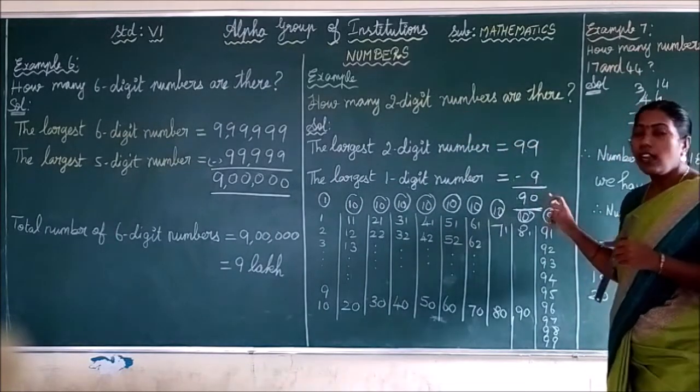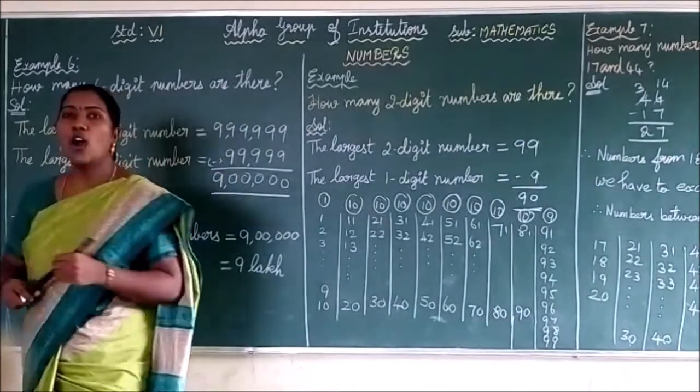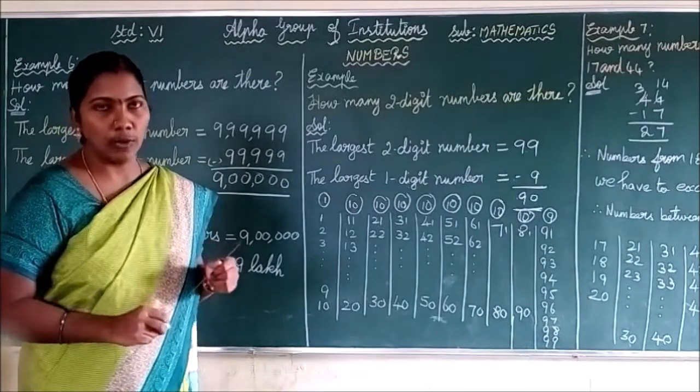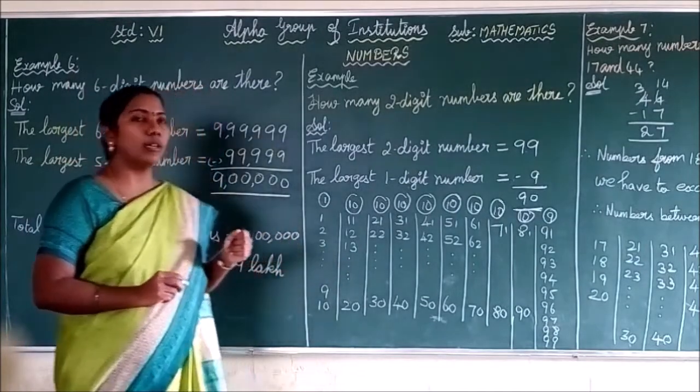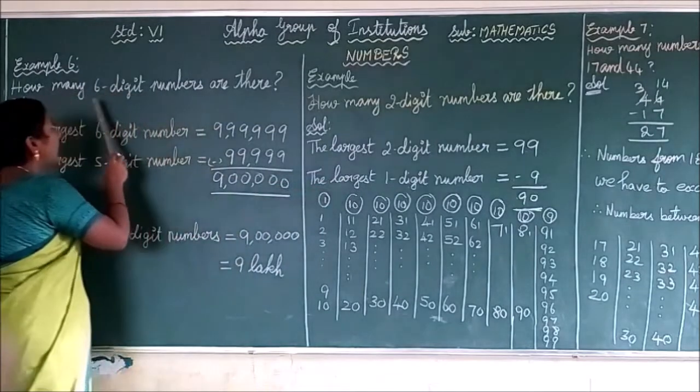Is it clear, children? Now we are going to see this example. What is example 6? How many numbers? In this example, you are saying 2 digit. Here we are going to find how many?